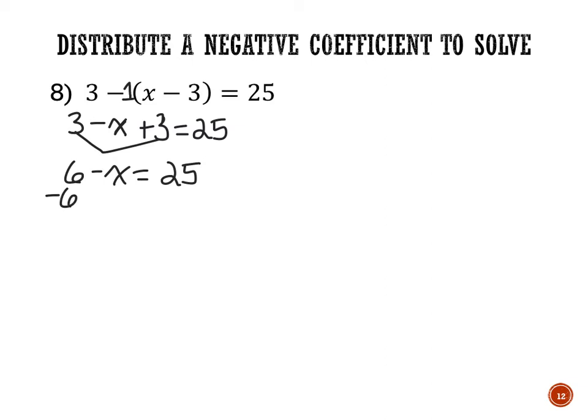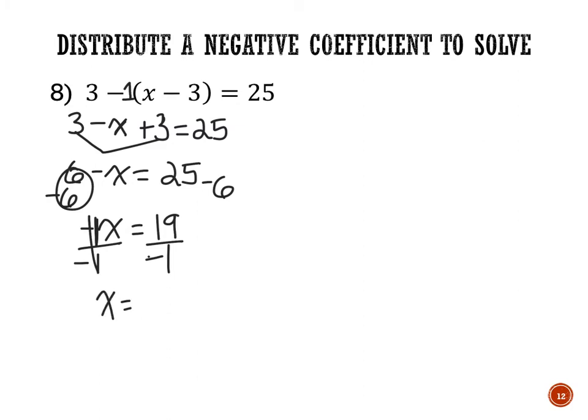Move my 6 from my left-hand side to my right-hand side by subtracting. 6 minus 6 is 0. 25 minus 6 equals 19. So I have negative x equals positive 19. I have a negative sign right here. So to get rid of the negative sign, I'm going to act like there's a 1 here. So I'm going to divide both sides by negative 1. 19 divided by negative 1 equals negative 19.